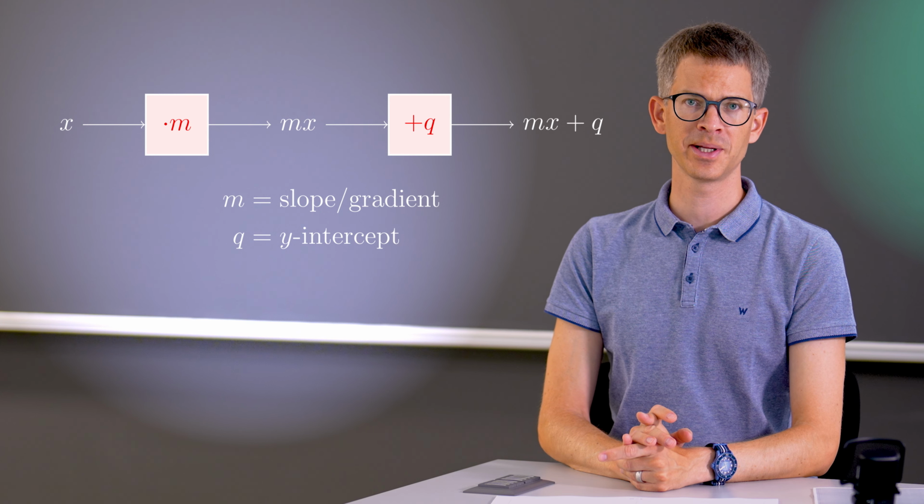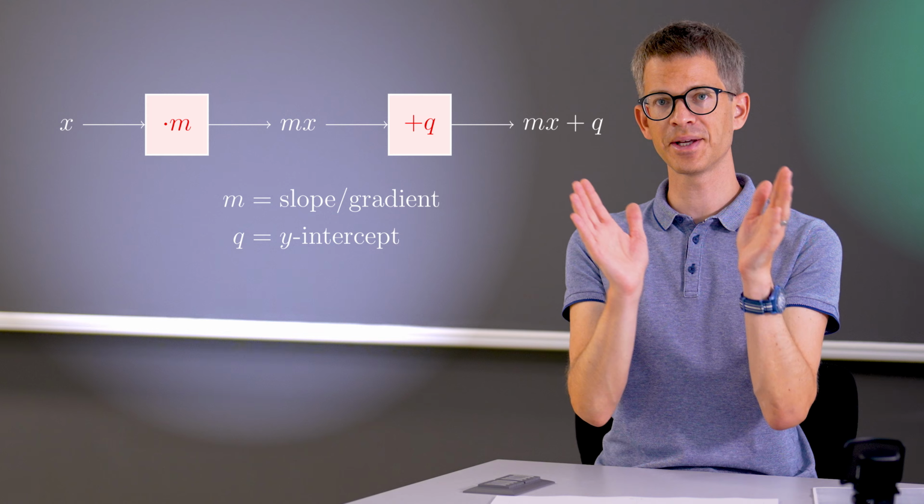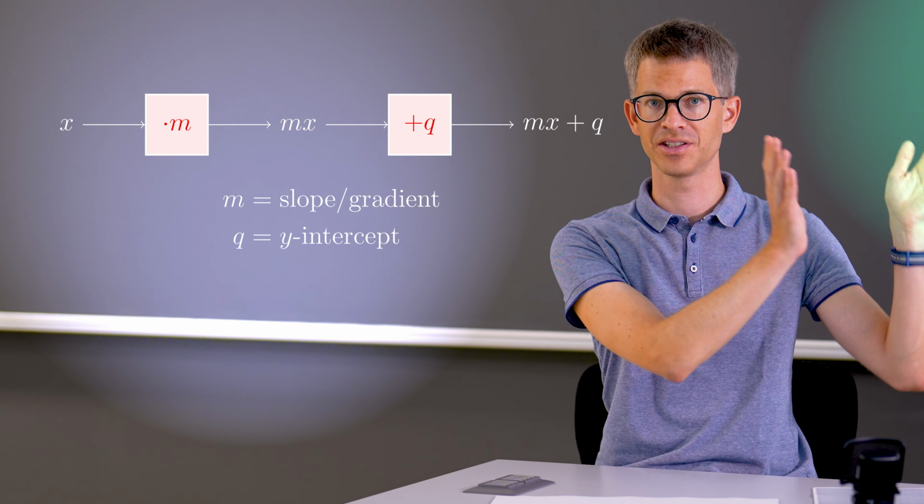Remember, we've started the video like this. A linear function is the multiplication by a fixed number followed by the addition of a fixed number.